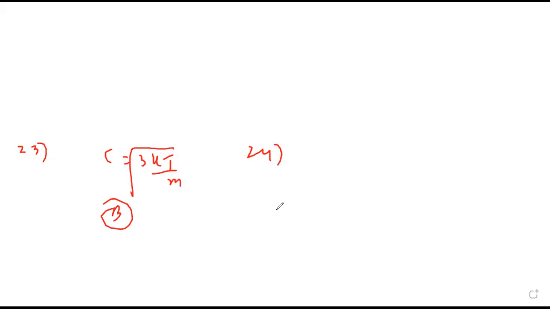Root mean square velocity of a gas molecule of mass m at a given temperature is proportional to root of m inverse, that means m raised to minus half. Option.